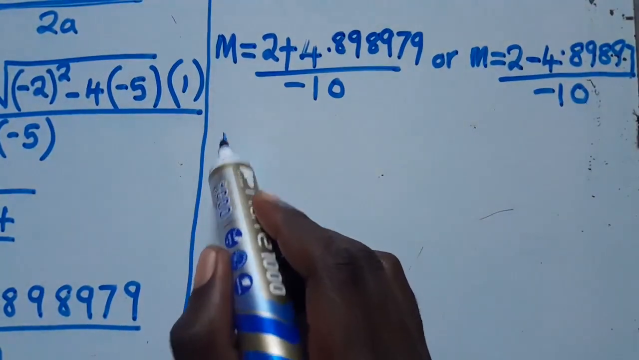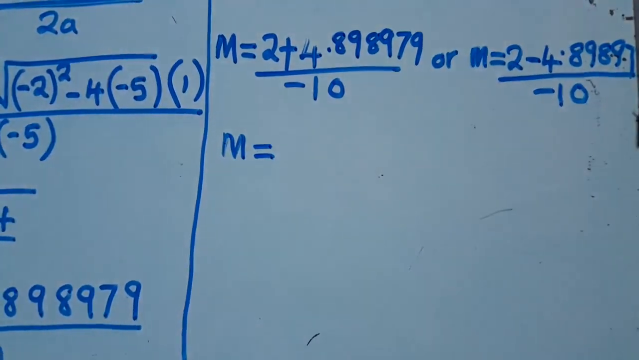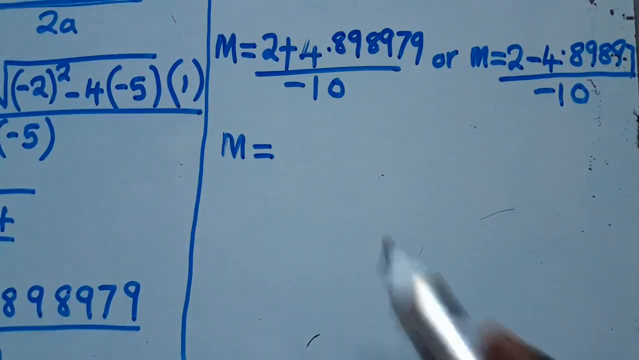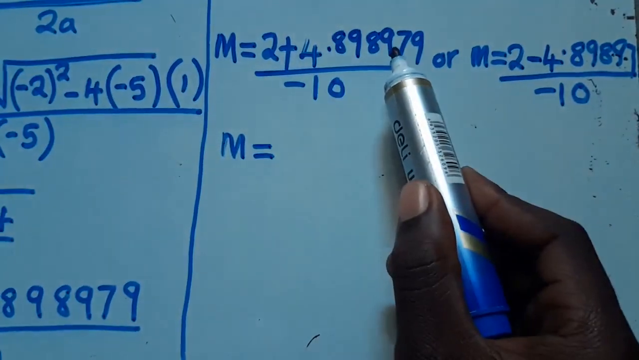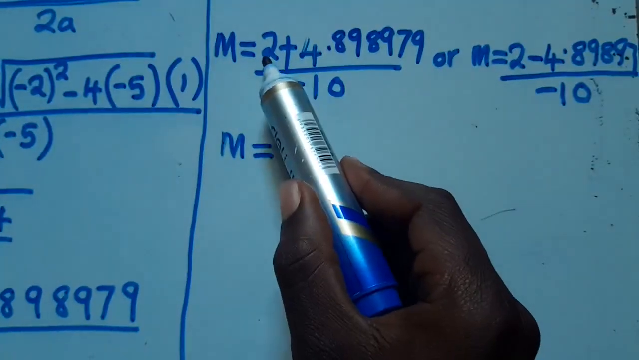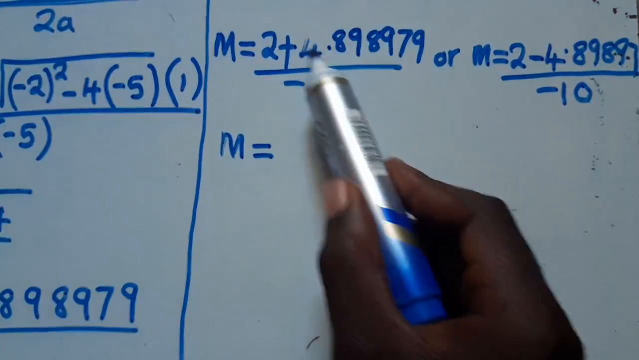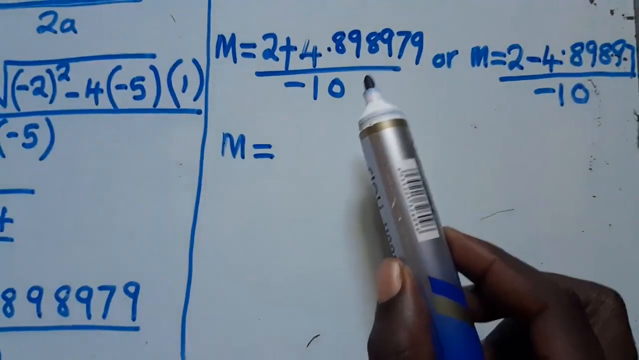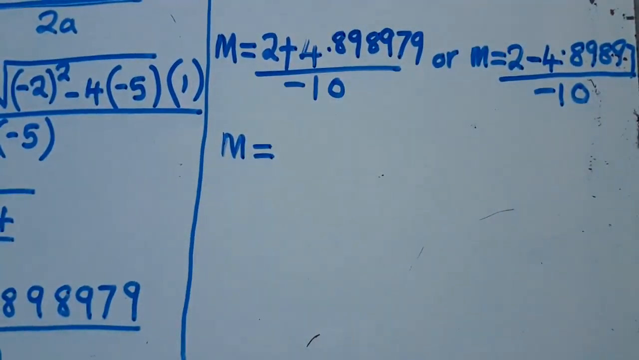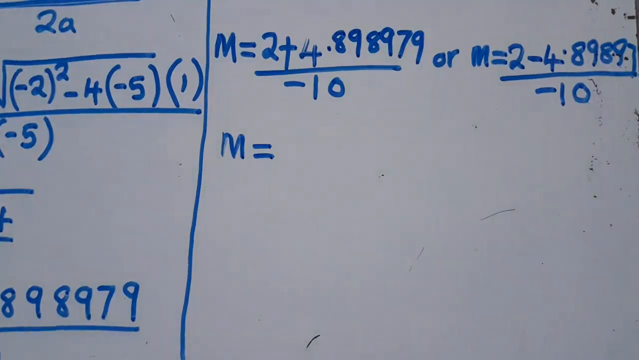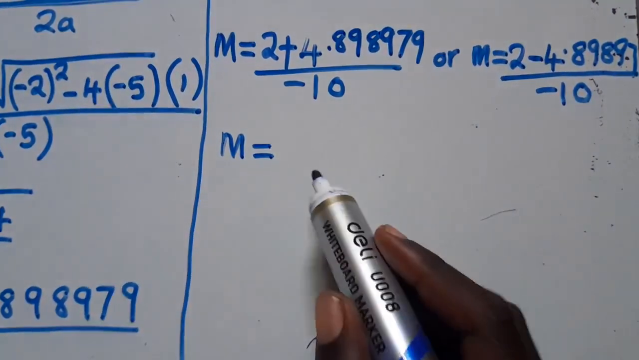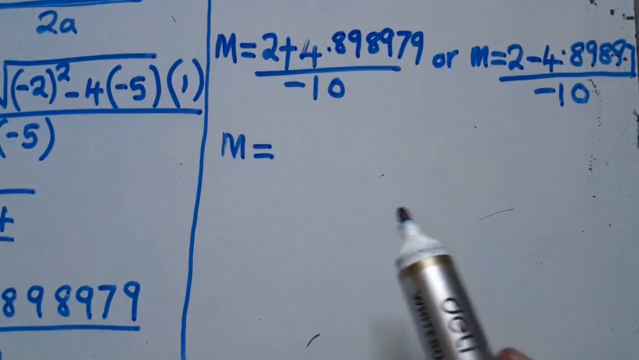Which means that what is your M? Your M is equal to what? First, you add there. Have you seen? You add. So you say 2 plus 4.898979. You see the answer there. You need to look at the answer. So what is your answer? Your answer will be 6.8989799486. So that answer that you're able to see on your calculator, you see the same answer after you add.